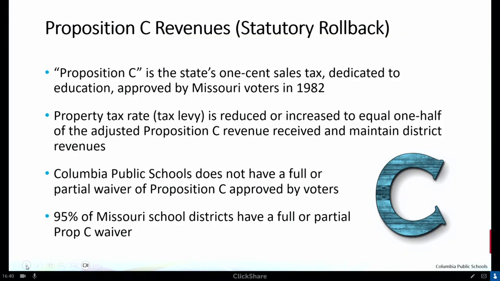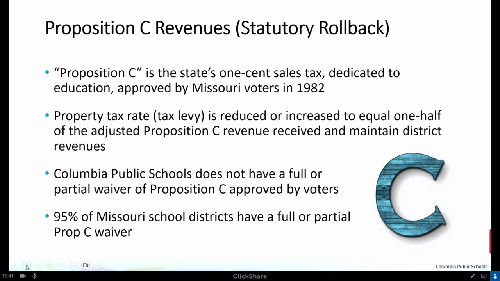And switching back over to our operating fund, let's talk about Proposition C. Again, this is a statutory rollback, and the only way to not have to do this would be to go to the voters to have an authorization for them to waive the Proposition C rollback requirement. Proposition C, again, is a state sales tax dedicated to education, which was approved by our Missouri voters back in 1982. And essentially, we reduce our property tax rate by about 1/2 of the Prop C revenues received and maintained in the district.